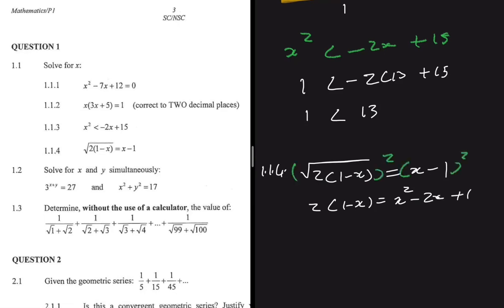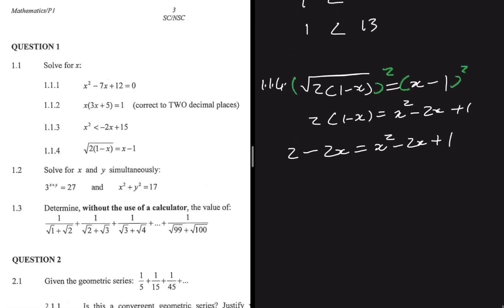So we squared here, and then on the left hand side we're going to get 2 minus 2x equals x squared minus 2x plus 1. Right, so if we take minus 2x to the right hand side, it is going to be plus 2x, right? And then if we take 2 to the right hand side, it's going to be minus 2, right? And then ultimately we're going to get x squared minus 1 equals 0. So x squared equals 1. So x equals 1, or x equals minus 1.